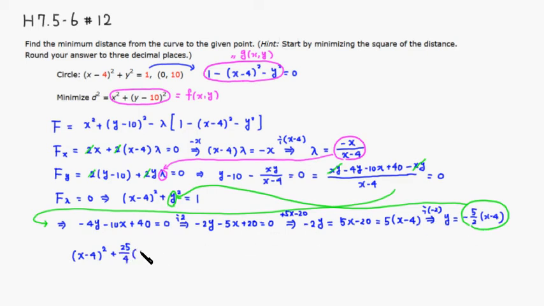Then you have x minus 4 squared, which we can combine. So this is going to be 4 over 4 plus 25 over 4, which is 29 over 4, times the quantity x minus 4 squared, which is equal to 1, right? So we can solve this.